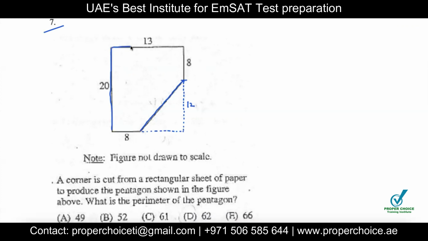Likewise, the opposite side should be equal and parallel. This is going to be 13. Here it is 8. Now what should be the length here? 8 plus 5 gives you 13, so this is going to be 5. So it creates a right angle triangle, because in a rectangle each angle is 90 degrees. The shape which has been removed from it is a right angle triangle.